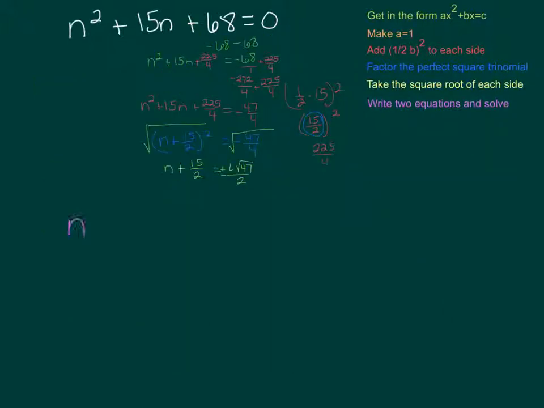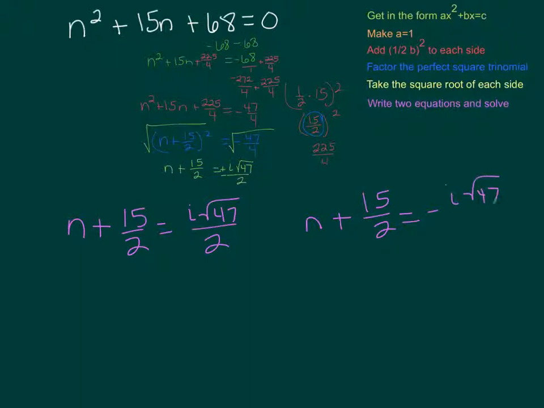Okay, now we'll write our two equations. So n plus 15 over 2 equals i radical 47 over 2. N plus 15 over 2 equals negative i radical 47 over 2. Then we subtract 15 over 2. Now since these already have a common denominator, we're just going to put the numerators together over the one common denominator. So negative 15 plus i radical 47 over 2.